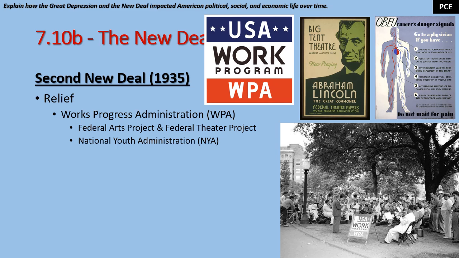All of these works programs, whether it's first New Deal or second New Deal, are designed for relief, which also means that they are all designed to be temporary. The second R in the New Deal is recovery, and there are fewer recovery measures in the second New Deal. It's more about trying to provide that immediate relief or look towards those long-term goals to try to, well, prevent this from happening again in the future.